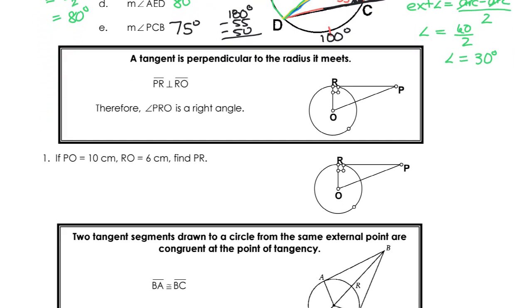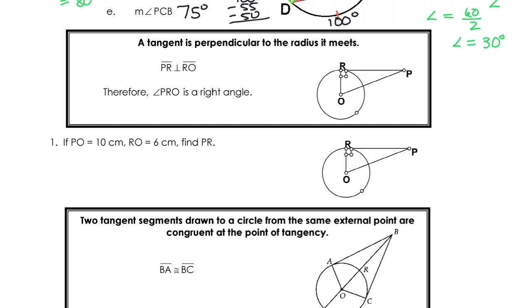Okay. Let's take a look at what we have today. This is something we've actually already talked about, but when you have a tangent like PR and you have a radius like OR, they're perpendicular at their point of intersection, okay? So a tangent and a radius, when they meet, they're perpendicular. They make a 90-degree angle, okay?